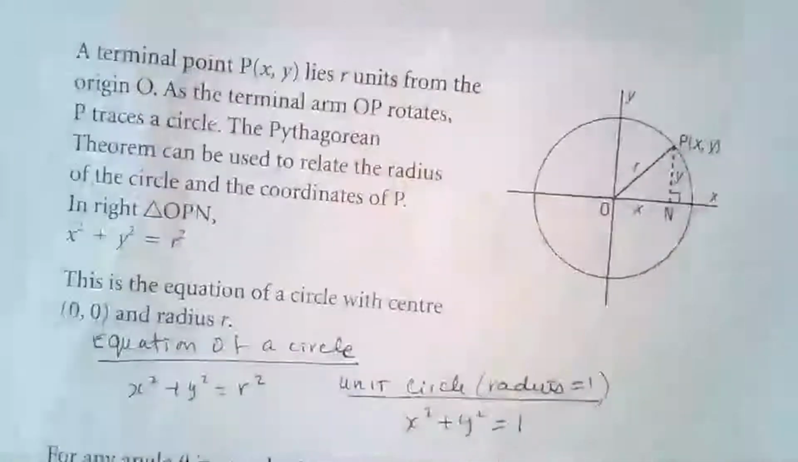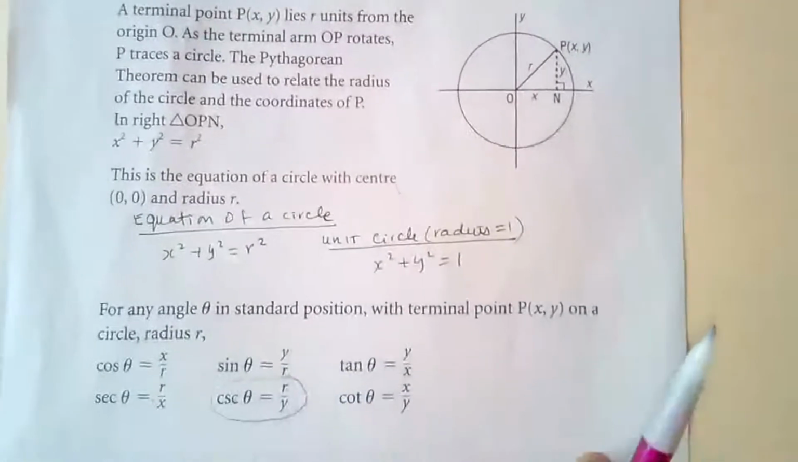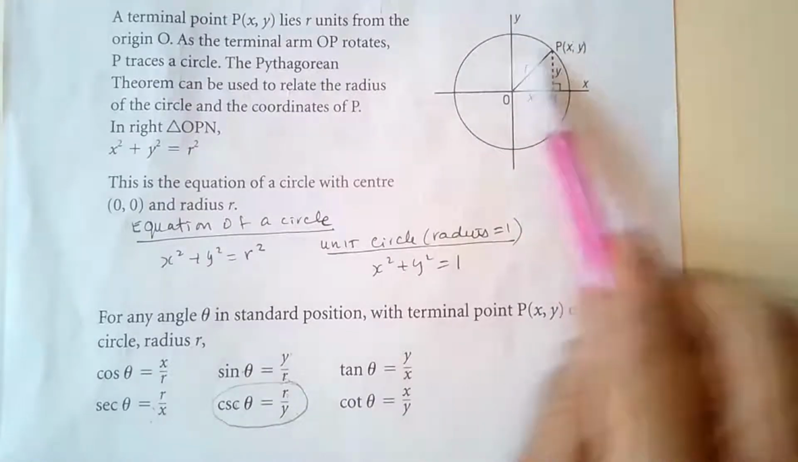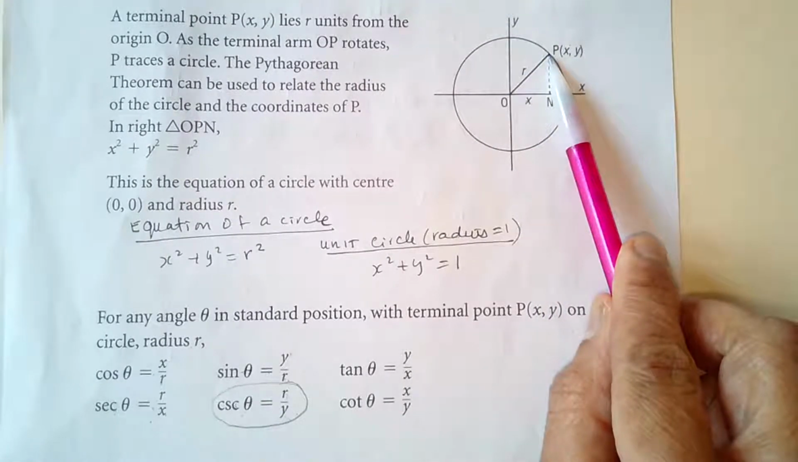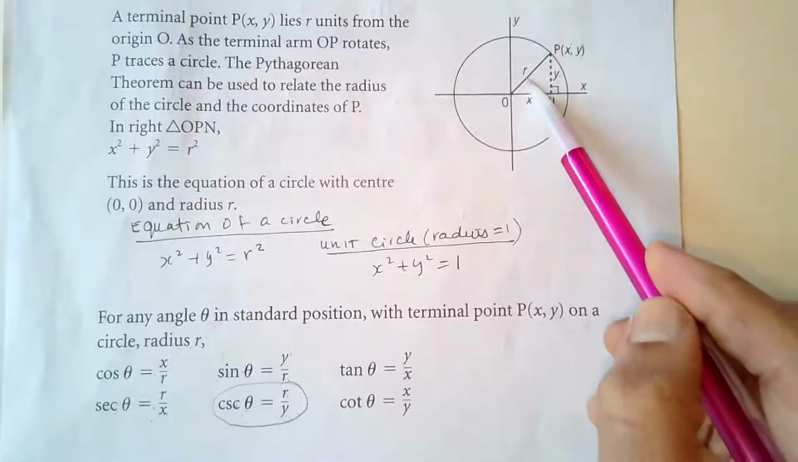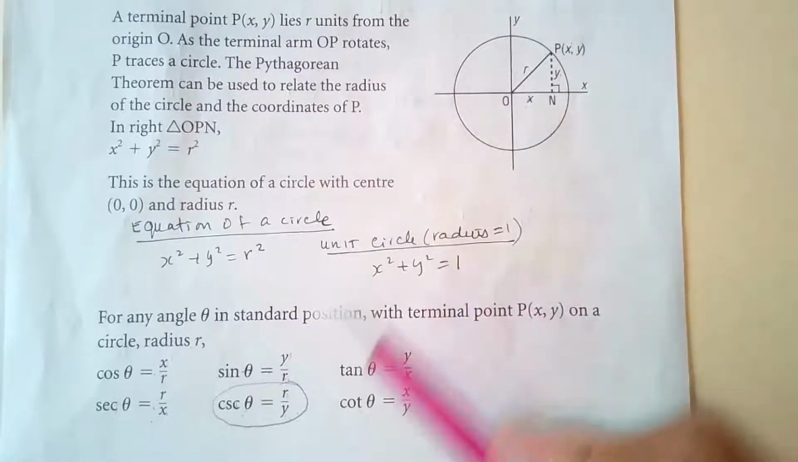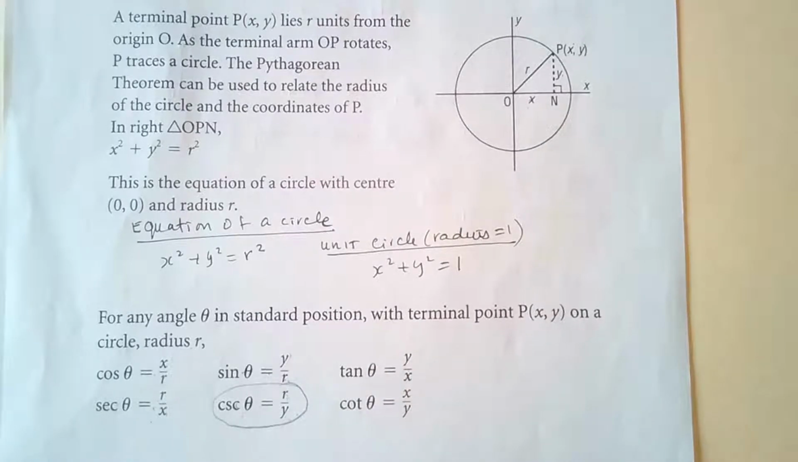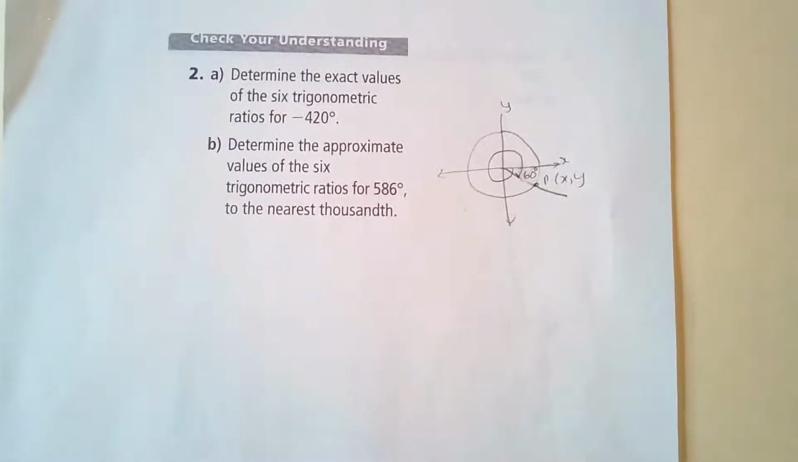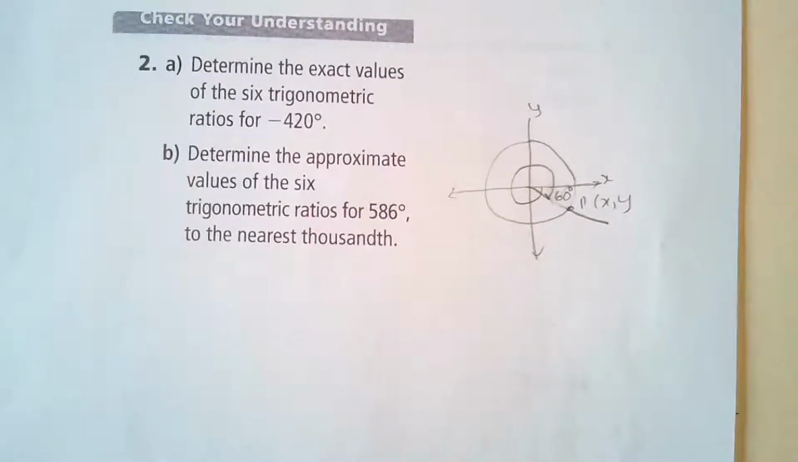So here we have it here. I'll just zoom out. So here we have the circle, and here is your terminal point on the circle. Then cosine is x over r, and secant is r over x, etc. So we'll be utilizing these trig ratios throughout. So let's go to the first question. Zoom in here. There are 2 parts to it.